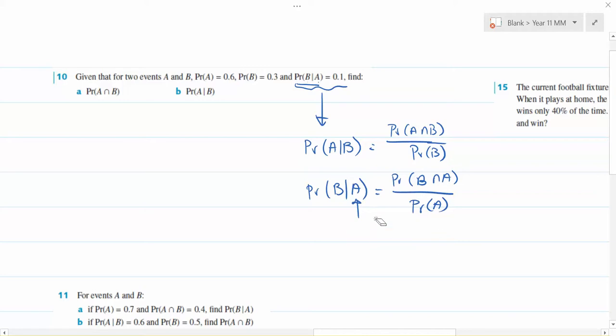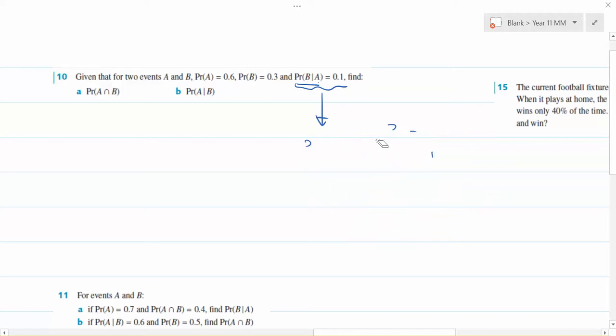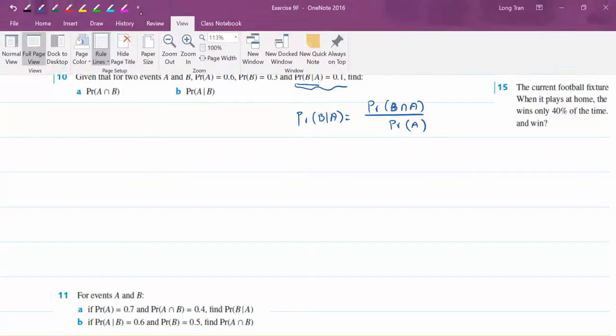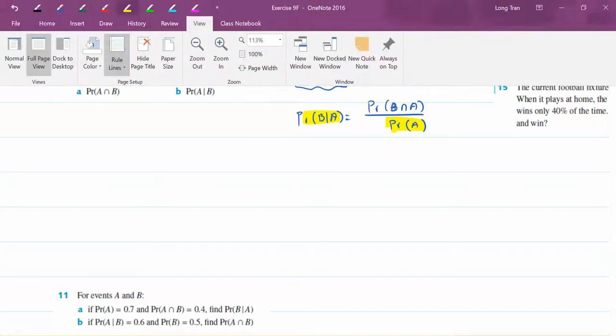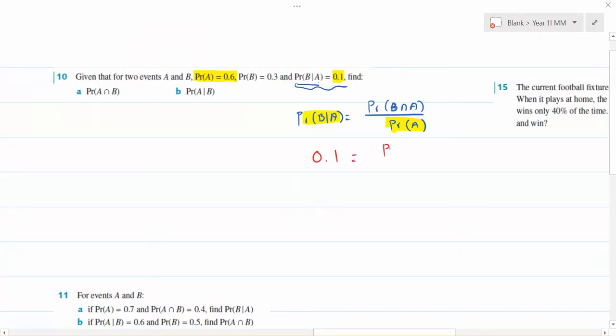Okay, that's the difference. So if I were to answer this question now, I've got probability of B given A is equal to the probability of B intersection A out of probability of A, not B, so A, because A was the first thing that occurred. Now the nice thing is I already know B given A was 0.1, because that's what they told me. They said it's equal to 0.1. So this here equals 0.1, and then they told me probability of A equals 0.6, so this is equal to 0.6. So if I write it out, I would have 0.1 equals probability of B intersection A, which I don't know what it is, out of 0.6.